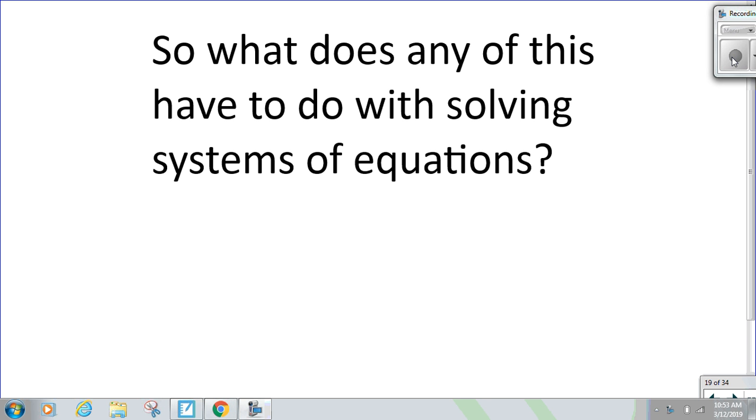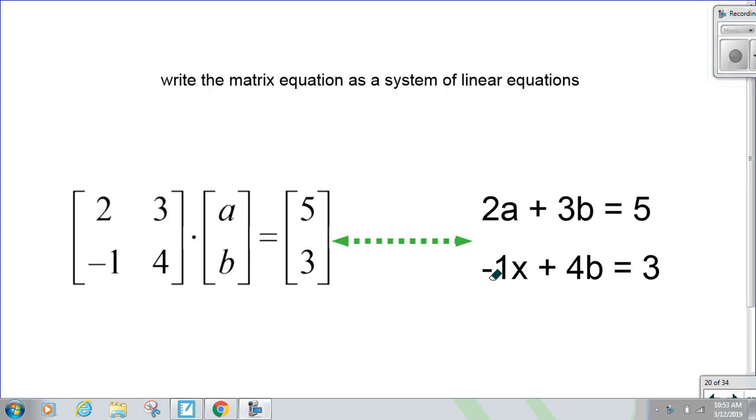Right, so what does all of this that we've been doing with inverse matrices have to do with solving systems of equations? So let's take a look at that. We've done this already. So for a quick review, we need to know how to write a system of equations as a matrix equation, and then vice versa, how to take a matrix equation and write that as a system of equations.